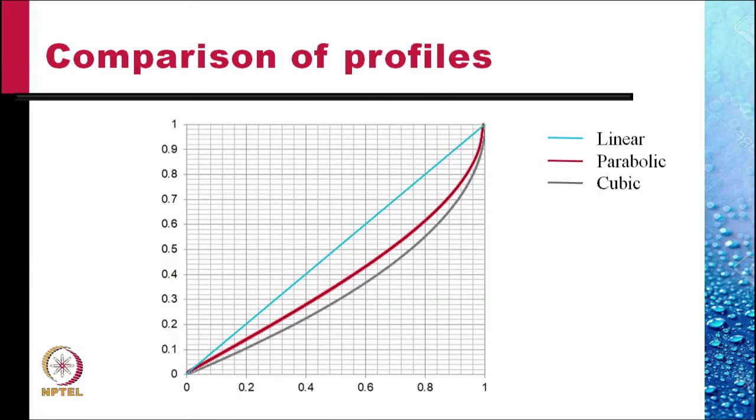The comparison of the three profiles that we have chosen, the linear, parabolic, and cubic profile across the boundary layer, compared to the actual profile due to Blasius, which is shown in black.